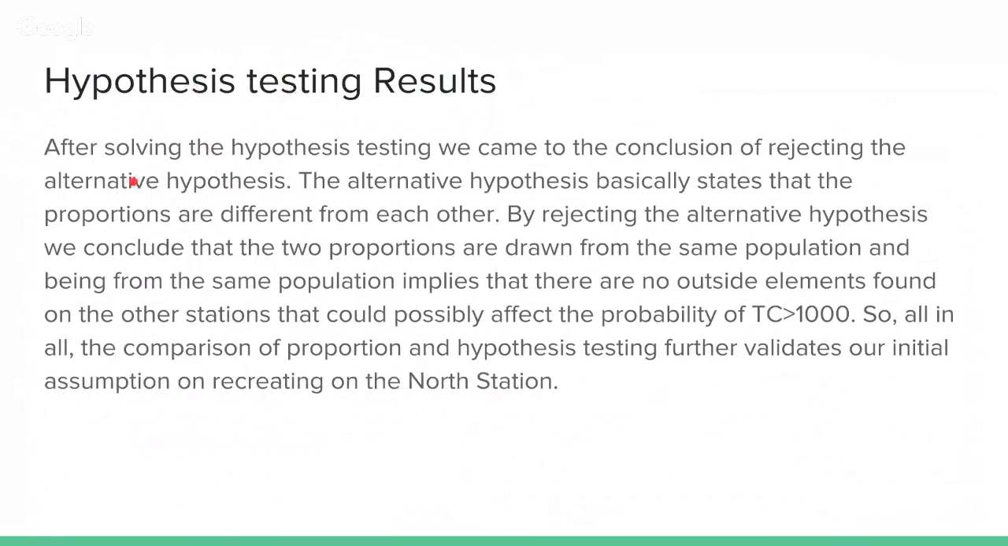So here are the results. After solving for the hypothesis testing, we came to the conclusion of rejecting the alternative hypothesis. The alternative hypothesis basically states that the proportions are different from each other. By rejecting it, we concluded the proportions are drawn from the same population, and being from the same population implies that there are no outside elements found at the other stations that could possibly affect the probability of TC being greater than 1,000. So all in all, the comparison of proportions and hypothesis testing further validate our initial assumption on recreating at the North Station.